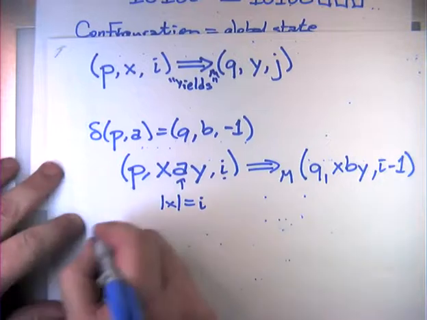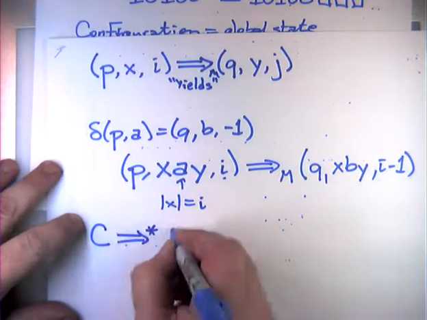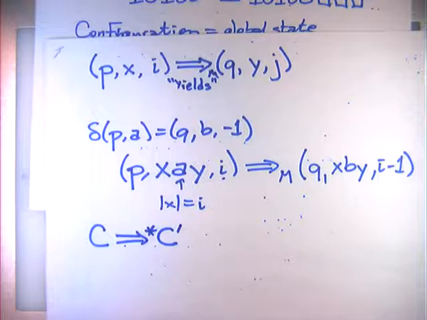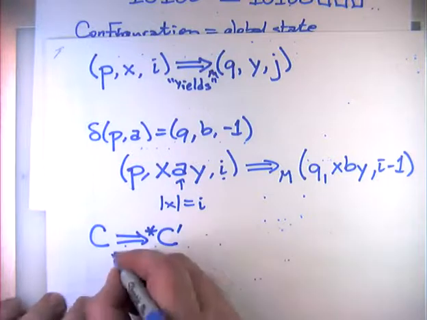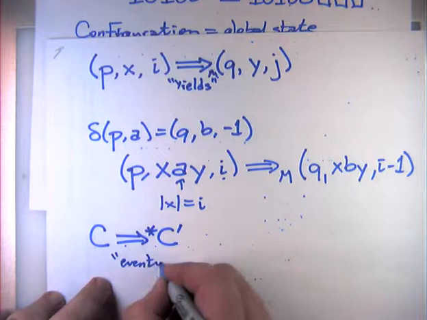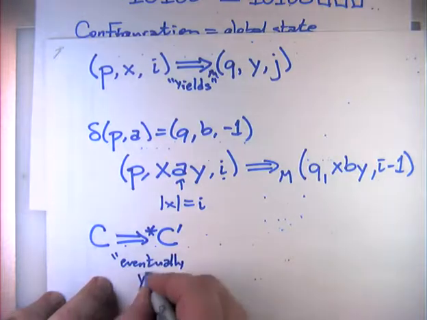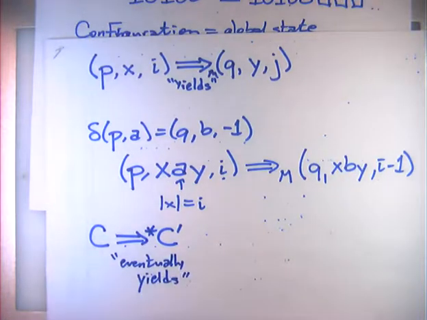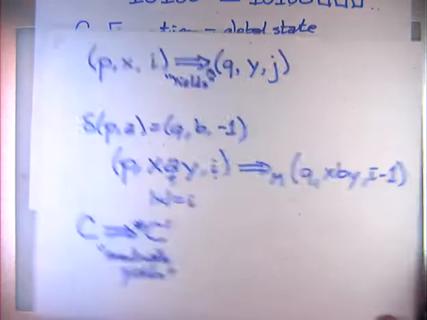Now, given one configuration, maybe there's a sequence of these moves that gets me to another one. That I might indicate by writing a little star on top of the arrow. You can pronounce this "eventually yields." Meaning if I start in configuration C and run the Turing machine long enough, it will eventually get to C prime.